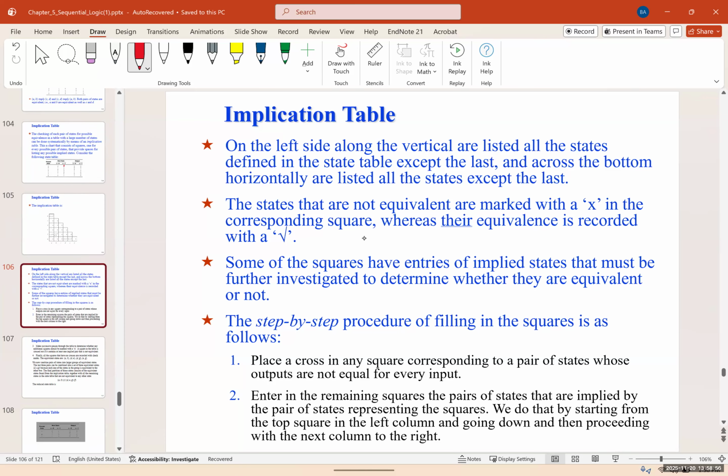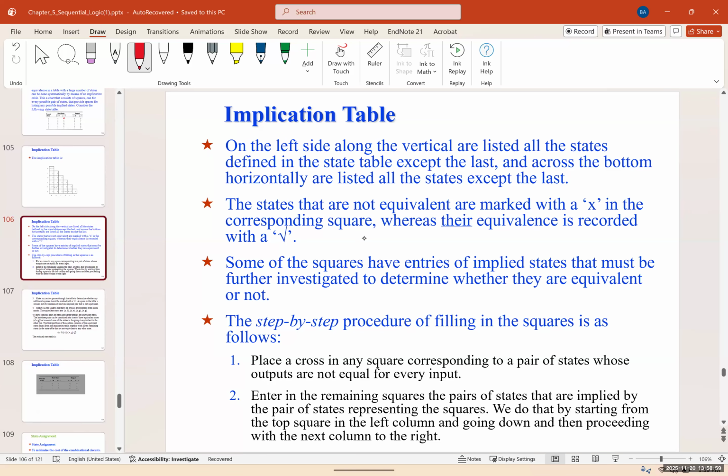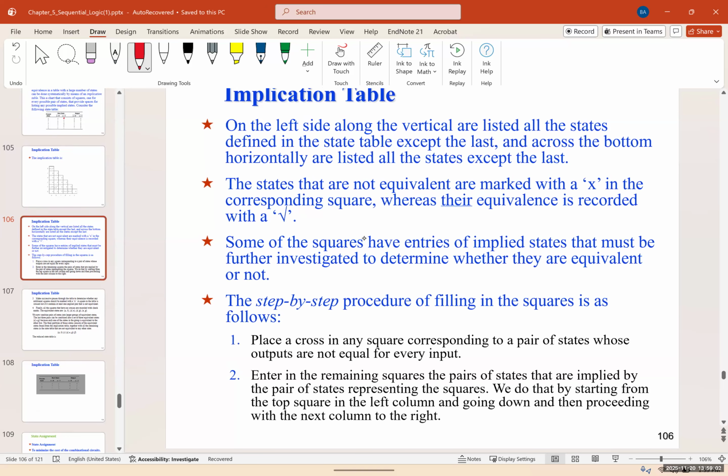The step-by-step procedure of filling in the squares is as follows. First, we will place a cross in any squares corresponding to a pair of states whose outputs are not equal for every input. Second, we will enter in the remaining squares the pairs of states that are implied by the pair of states representing the squares. We do that by starting from the top square in the left column and going down, and then proceeding with the next column to the right.